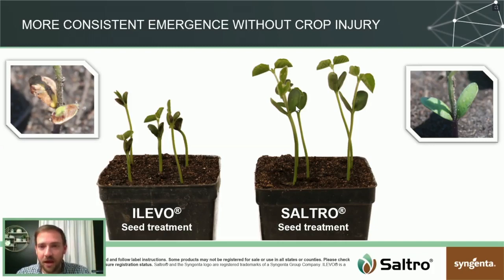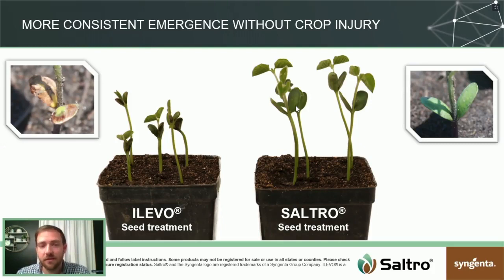And that happens so commonly that when the product was launched, they branded it the halo effect. It was just the way of knowing that your beans were treated with Aleva: hey, you're going to see a little bit of burning on the cotyledons. And hey, isn't that a great thing? Because it means you've got SDS protection.